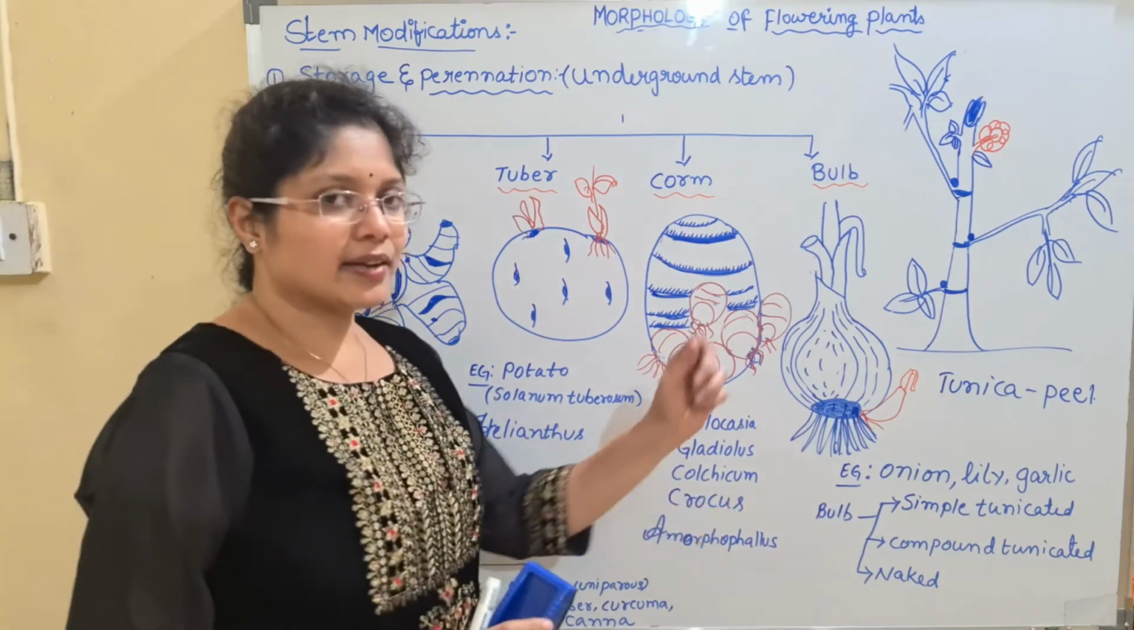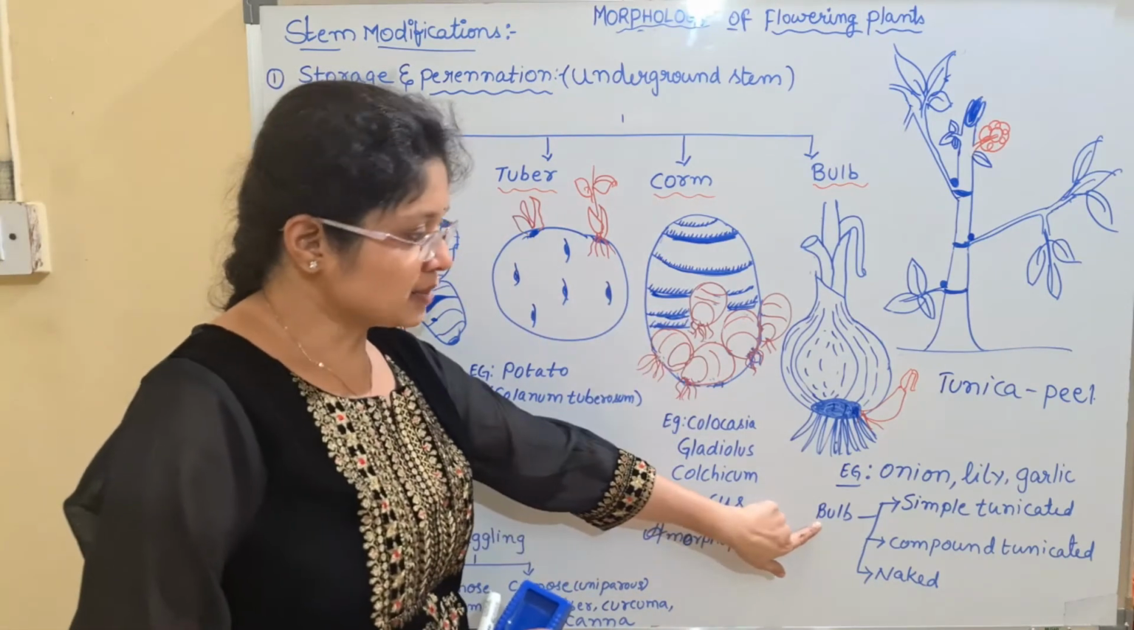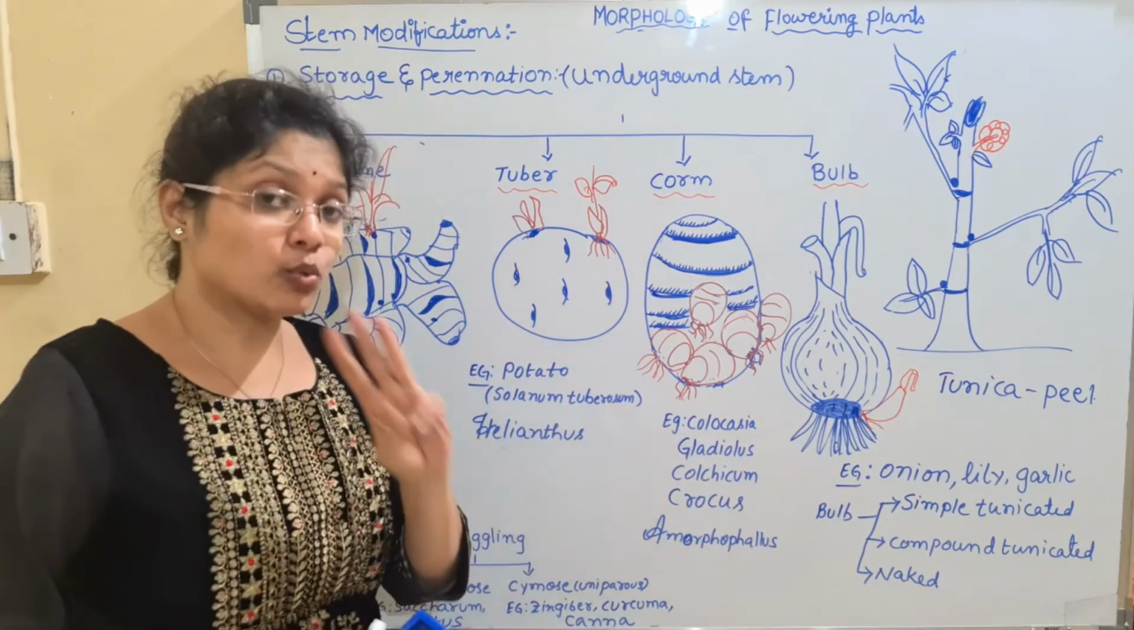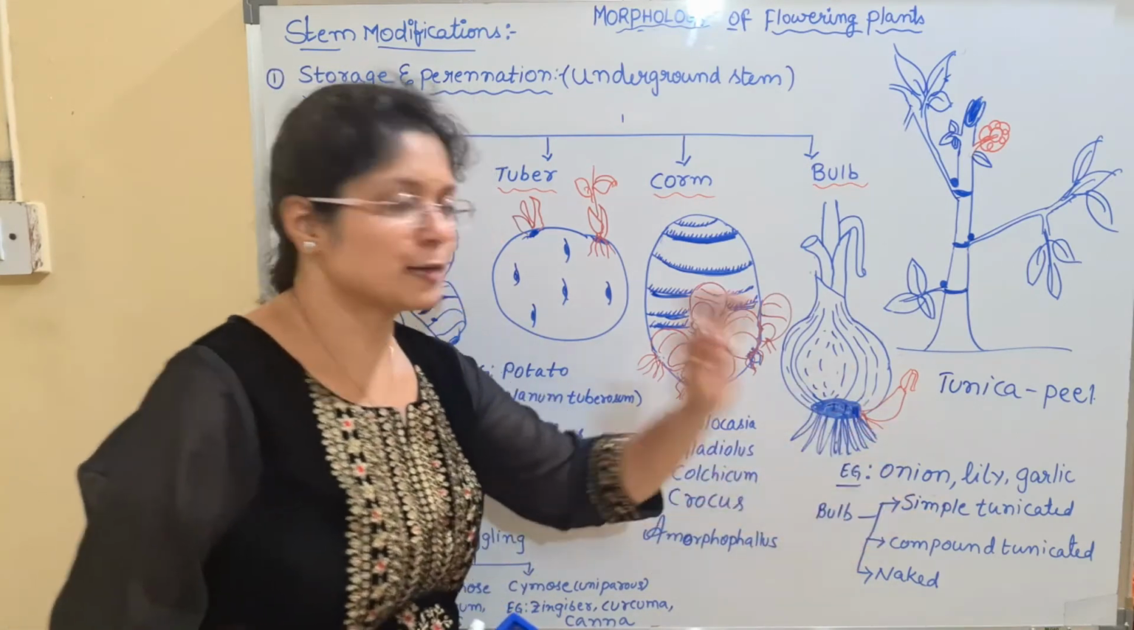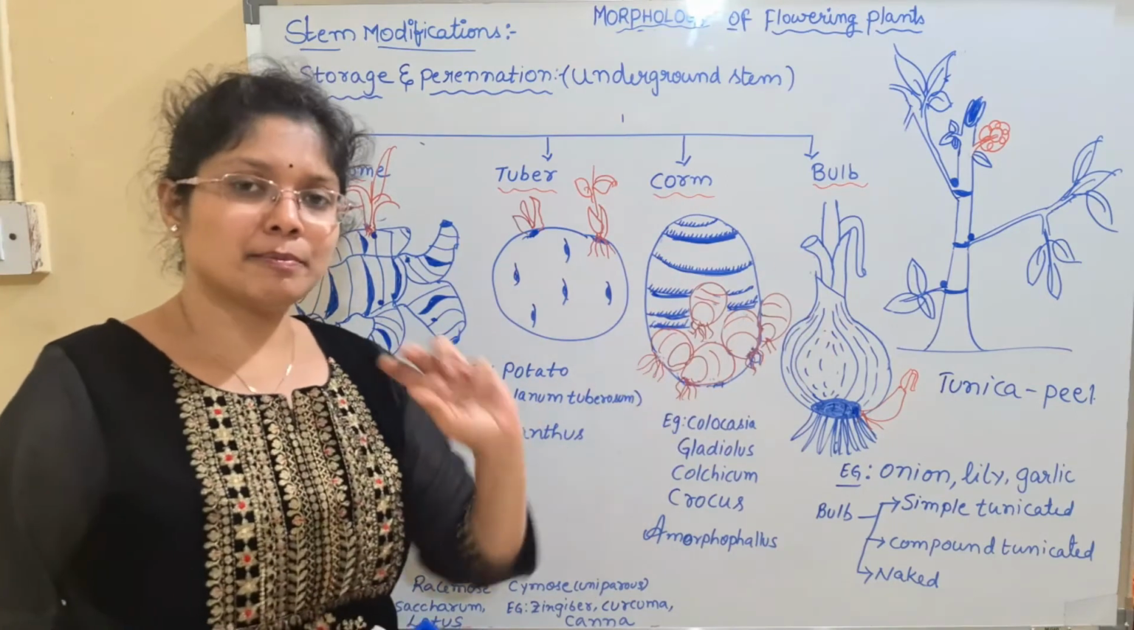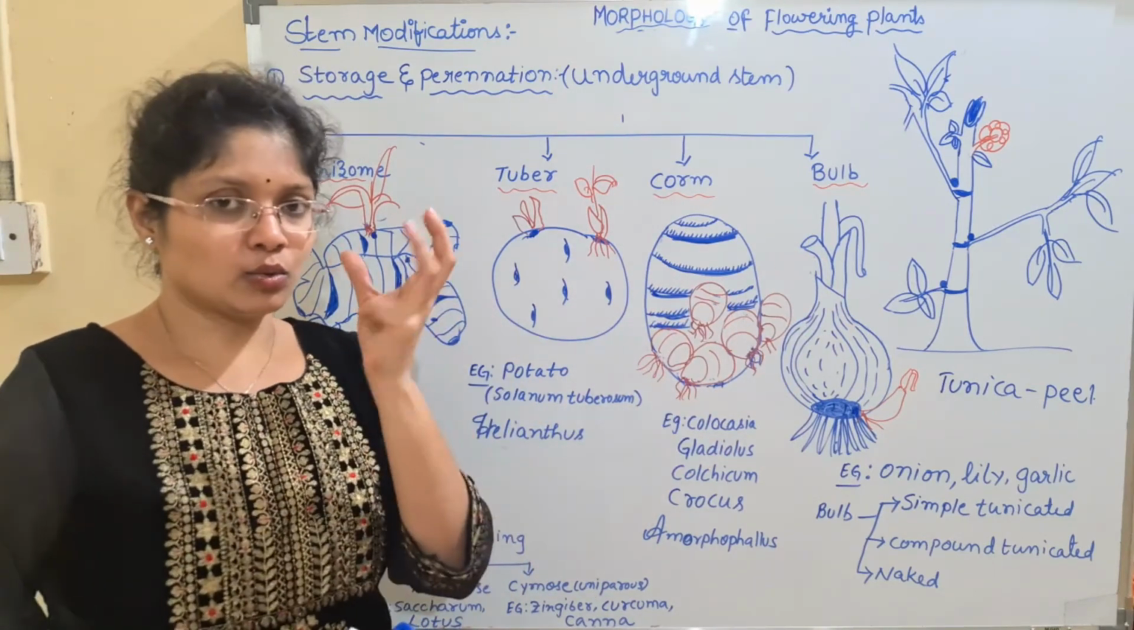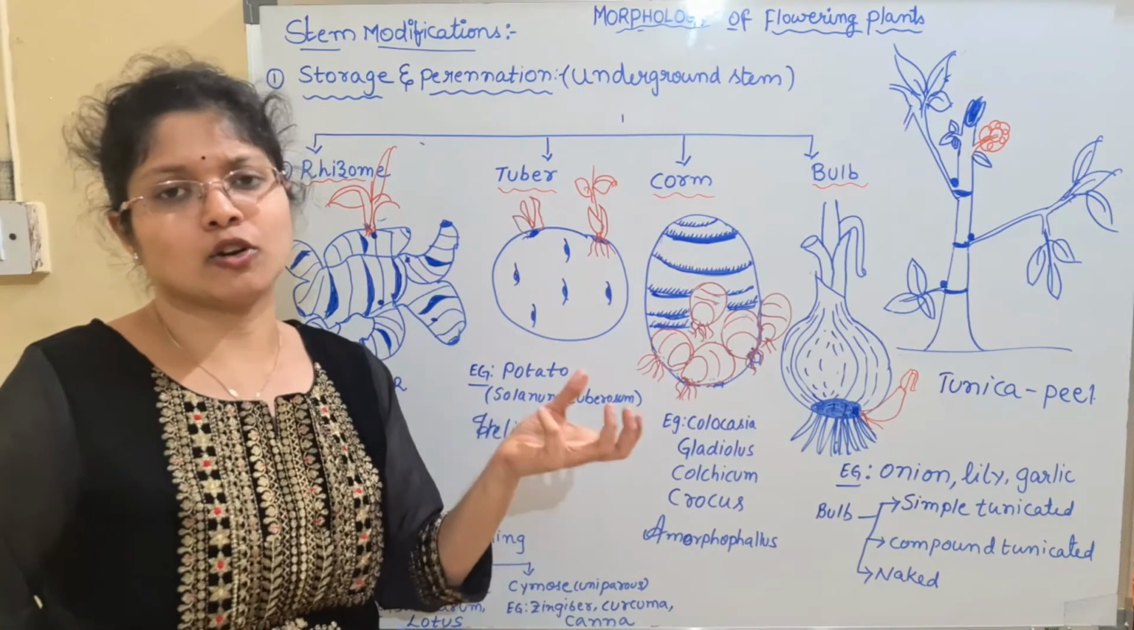Okay, in the second we have a slight variation. So bulbs are again of three types. What are the three types? First is simple tunicated bulb. Simple bulb means it will be having, just simply understand the condition of onion.